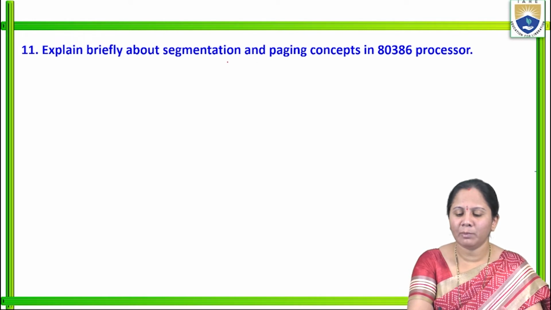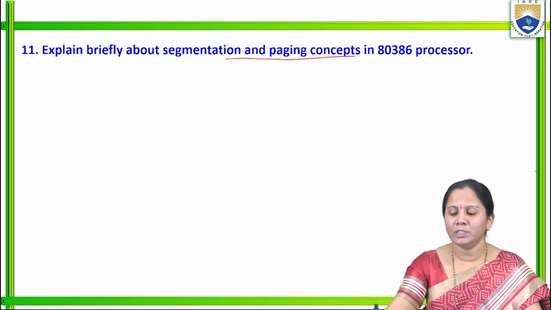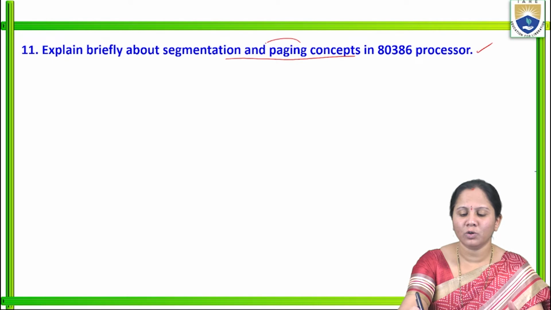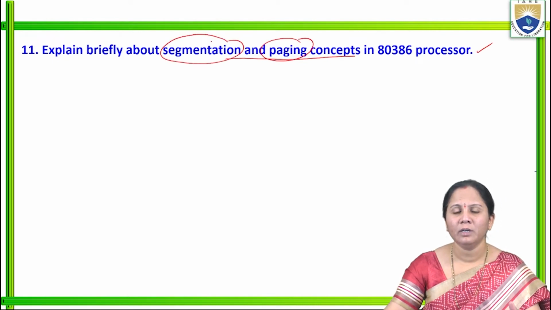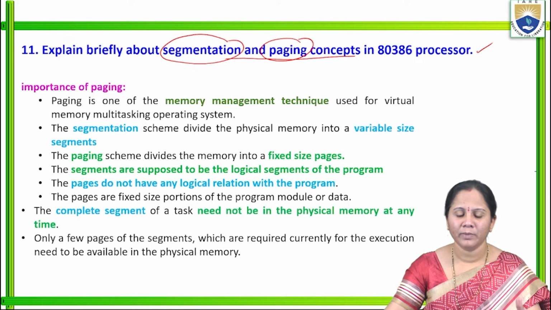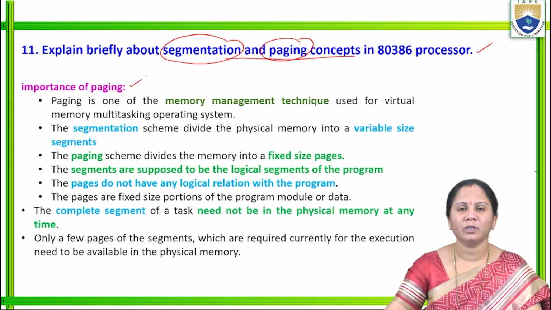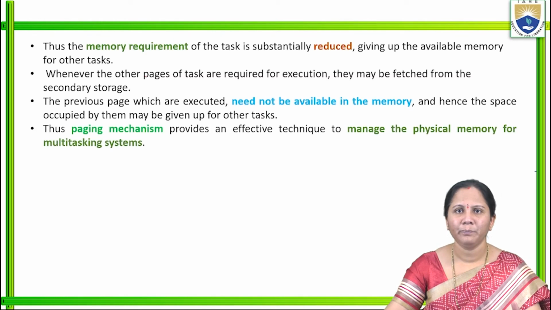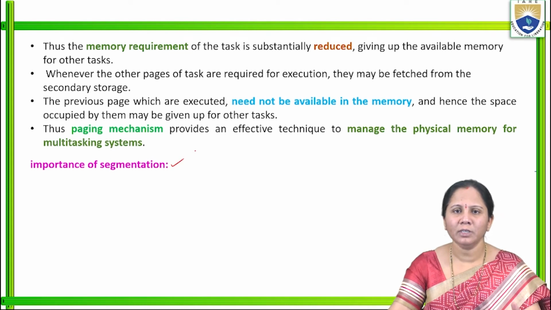Explain briefly about the segmentation and paging concept in 80386 microprocessor. In the 80386 microprocessor, these are the two important units present in the architecture, which provide an efficient memory management mechanism. Considering that, we have to write the importance of the paging unit and the importance of the segmentation unit.